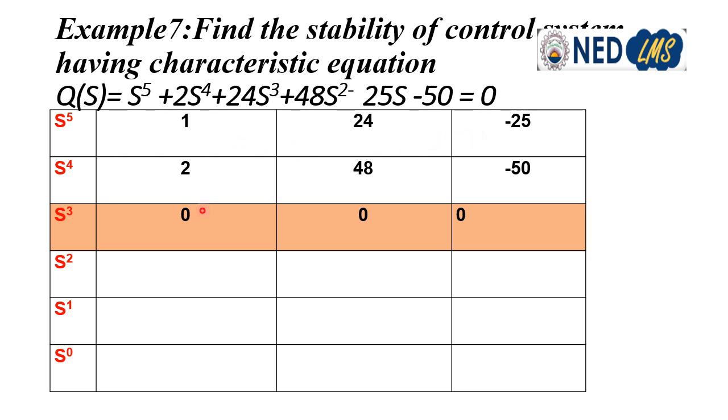In the second row, the coefficient of s raised to the power 4 is 2, so we have put 2 here. The coefficient of s square is 48, so we have written 48 here, and the alternate coefficient is minus 50, so we have put minus 50 here. Then we continue the Routh table. 2 multiplied by 24 is 48, minus 48 multiplied by 1 is 48, divided by 2, that is 48 minus 48 upon 2 is 0.